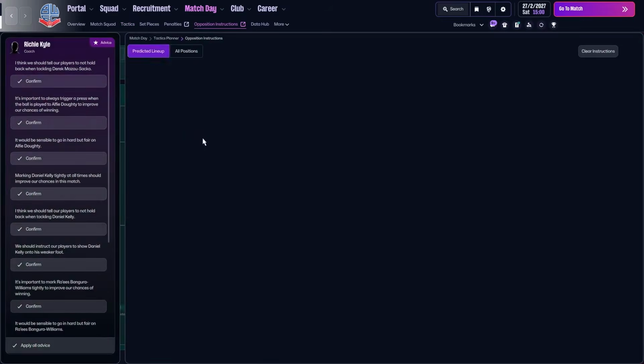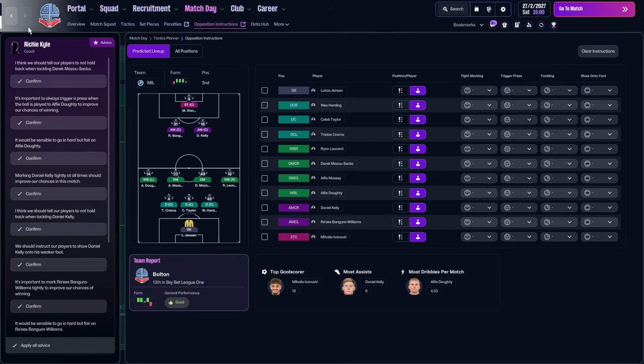Over in opposition instructions, we can see on the left-hand side that our assistant manager or coach, Richie Kyle, has given us some suggestions for applying opposition instructions against this Millwall side. But before you even understand what these instructions mean, you have to look at the Millwall team yourself. Rather than just clicking apply advice, we have to go into the Millwall team one by one and see which players are their key players and which players we can look to exploit. And because we're using a mid block, we may not be trigger pressing any of the opposition's center backs. So we'll go back to overview.